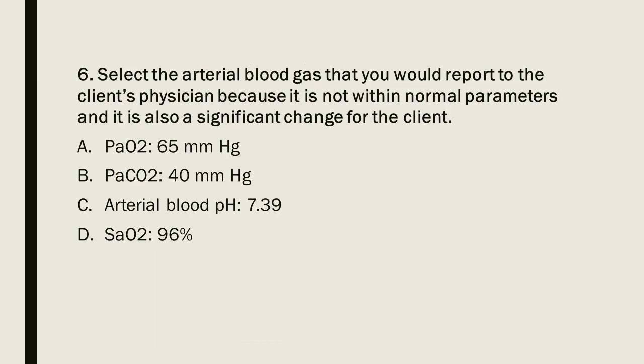6. Select the arterial blood gas that you would report to the client's physician because it is not within normal parameters and it is also a significant change for the client. PaO2, 65 mm of mercury. PaCO2, 40 mm of mercury. Arterial blood pH, 7.39. SaO2, 96%.